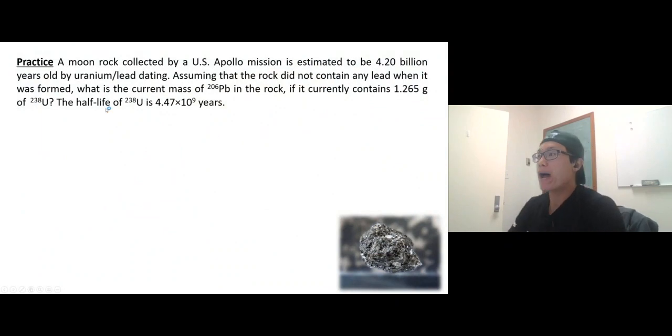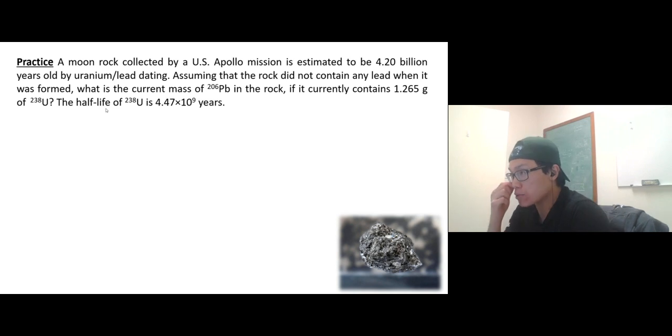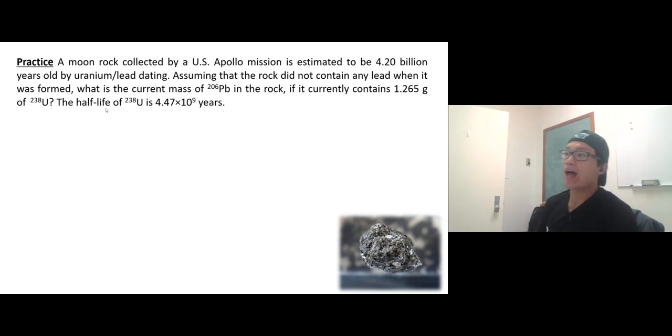A moon rock collected by a U.S. Apollo mission is estimated to be 4.20 billion years old by uranium-lead dating. Assuming that the rock did not contain any lead when it was formed, what is the current mass of lead-206 in the rock? So we want to know the amount of lead formed in the rock, if it currently contains 1.265 grams of uranium-238, and we have the half-life of uranium.